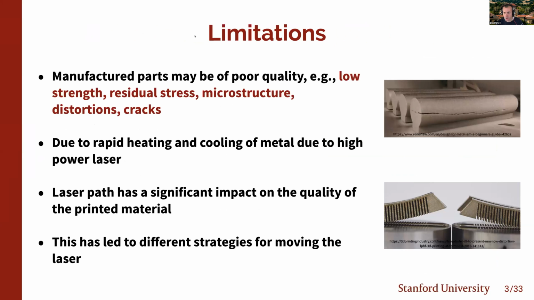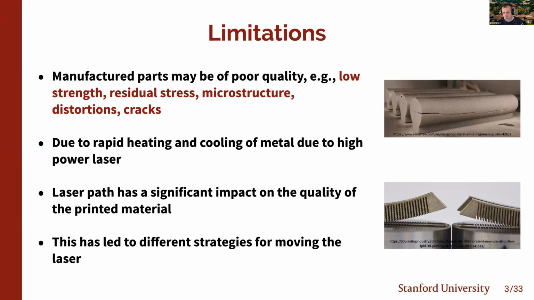There are a lot of companies now that can do metal 3D printing, but there are many challenges. In particular, it's relatively difficult to ensure high quality parts compared to, for example, using a mold or more traditional techniques in metallurgy. For example, the parts often have low strength, and there is this problem of residual stress. This comes from the rapid heating and cooling of the metal during the printing, so there are a lot of residual stresses in the parts.